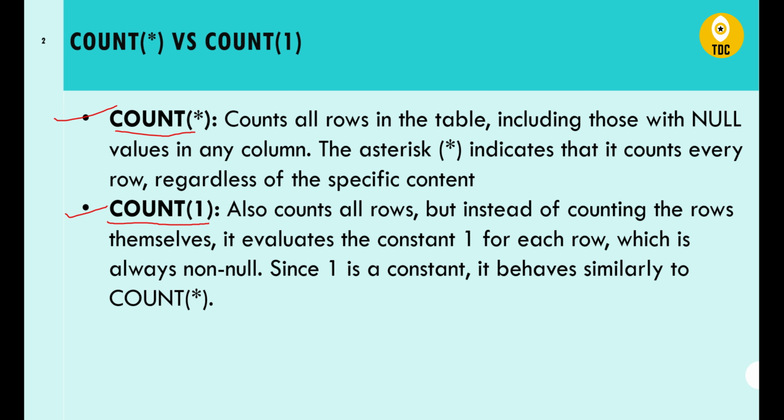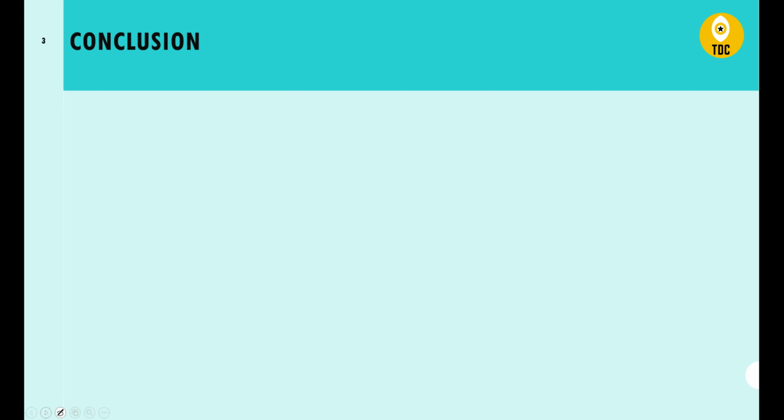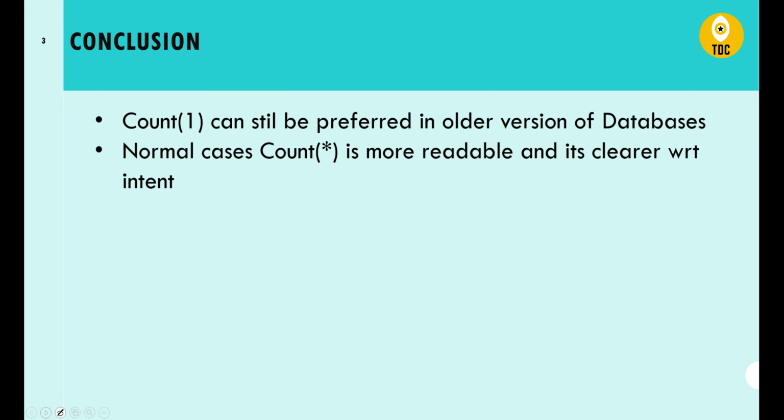Coming to usage preference, count of star is most commonly used, and it has a clearer intent. In normal cases, it's always better to use count of star, which is more readable, and it shows the clear intent that you want to select everything from that particular table. Because it doesn't make any difference in performance in modern databases, it is always better to use count of star rather than count of one.